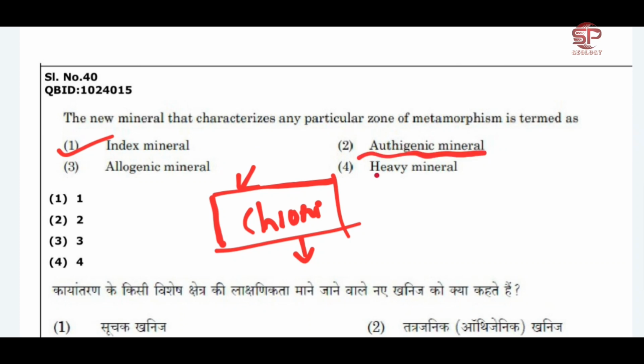Authigenic minerals grow during diagenesis. It is a new mineral that grows during diagenesis. Then allogenic minerals are those drifted in from other basins. And heavy minerals have high specific gravity.